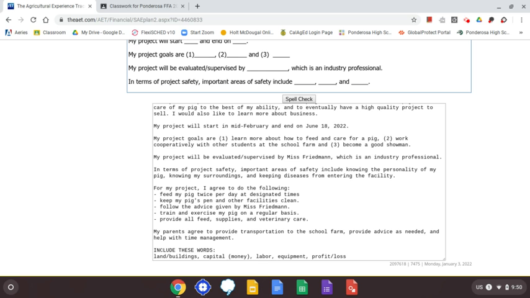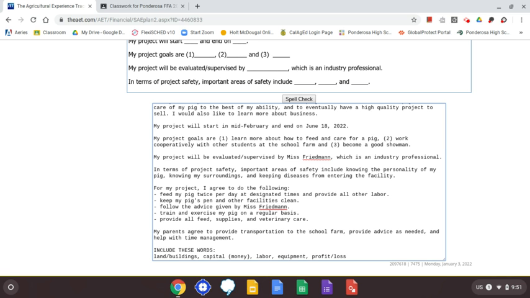So this is one way to set it up. You put what each party involved in the project will provide. So the student, probably a parent, and your ag teacher are all parties involved. So one way to do it is to say this: for my project, I agreed to do the following: feed my pig twice per day at designated times. And in order to fulfill that requirement of the words, I'm going to put and provide all other labor.